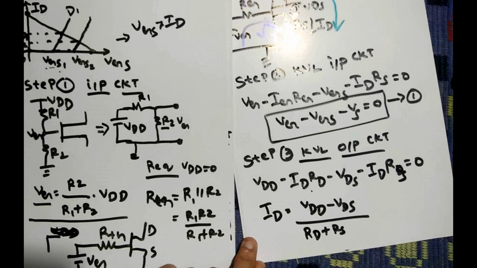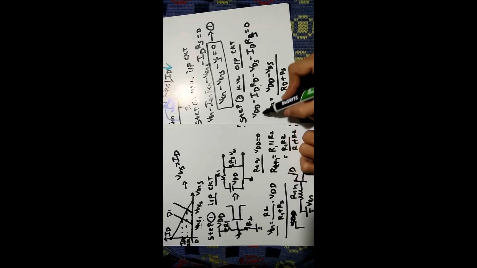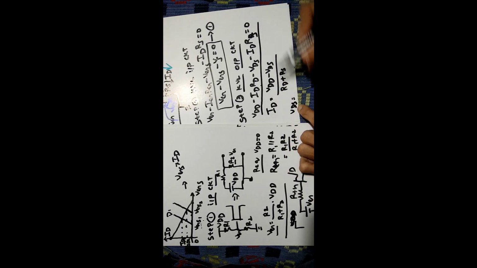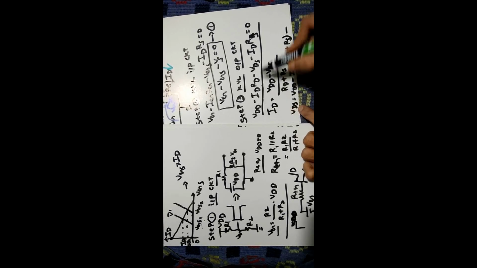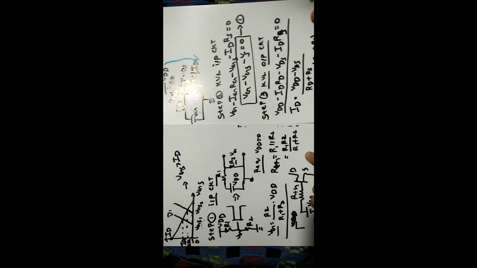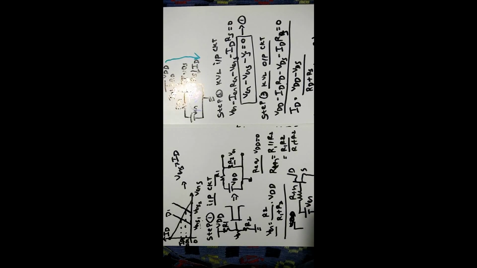We can also write one more formula for VDS. VDS we can take from this portion: VDD minus ID, taking ID outside because it is common, times RD plus RS. This is the formula for VDS. So we can take this formula for ID and also for VDS, and we can make these formulas from our relation of the voltage divider bias or fixing VG.